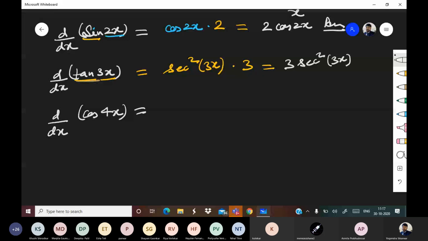So first of all, we are going to differentiate cos 4x. So cos will become minus of sin 4x. After that, you need to differentiate 4x and it will be 4. So the answer will be minus of 4 sin 4x. Answer: minus of 4 sin 4x. All right. Okay.